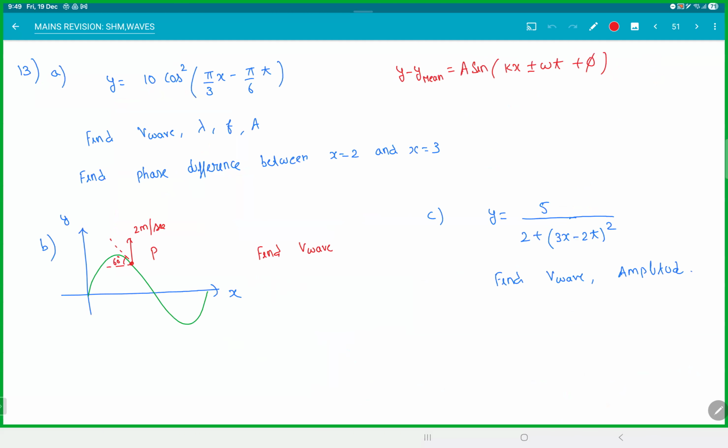Let's get this thing. Y is equal to 10 cos square pi by 3x minus pi by 60. Wave equation, everyone. Find V wave, lambda, frequency, amplitude, phase difference between 2 and 3. We have a photograph here. This is the snapshot at t is equal to 0. Using this information, find the wave speed. Y is equal to this equation, find the wave speed and the amplitude.